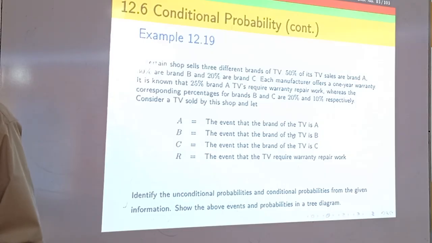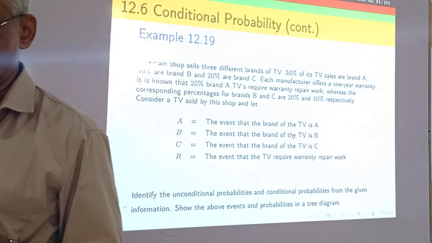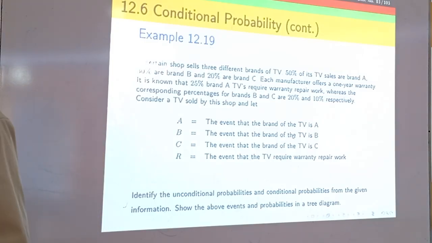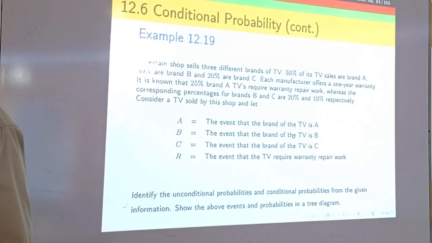So I have defined some events A, B, C. A is the event that sold TVs are brand A, B, and C. Similarly, R is the event that a TV requires warranty repair work during the warranty period.